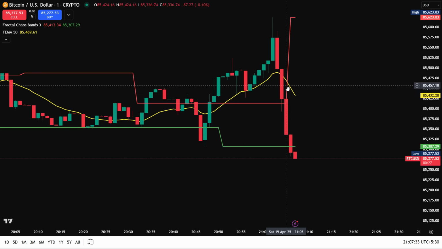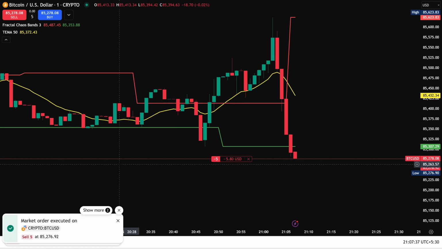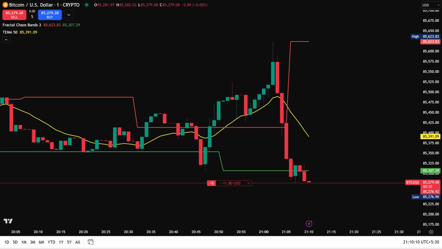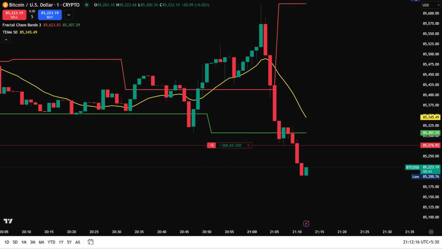This second setup looks solid, and I'm going to enter the sell trade here and ride the momentum. Always remember, the market gives us more than one opportunity. We just need to stay patient and ready.